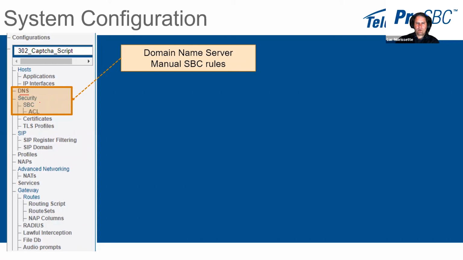Then here you have data about the SBC. Most of the time, you don't need to work in this portion of the system. Everything is handled automatically. However, if you want to create manual rules, you can go in here and configure manual rules in the system. And you can see SBC status also here.